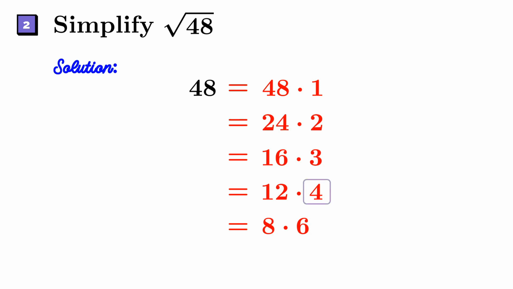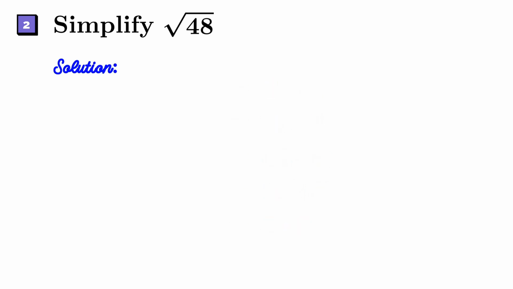Pwedeng 4, 4 is a perfect square. Pwede ring 16. Kaya lang ang pipiliin natin ay yung mas malaking perfect square factor. Okay? So, ibig sabihin, yung pares na pipiliin natin ay yung 16 times 3. So, the square root of 48 now is equal to the square root of 16 times 3.